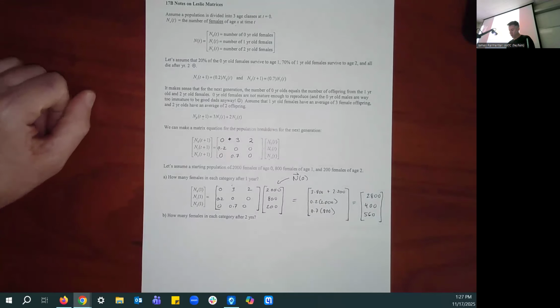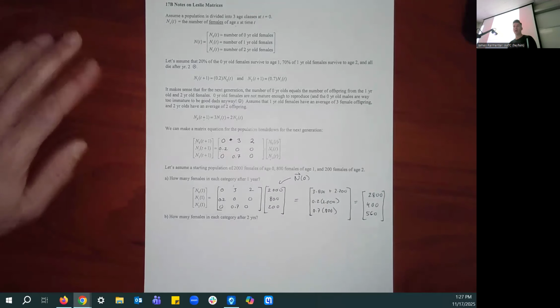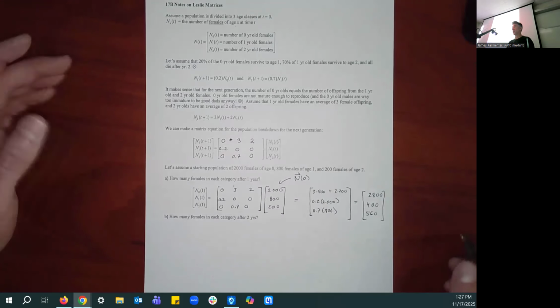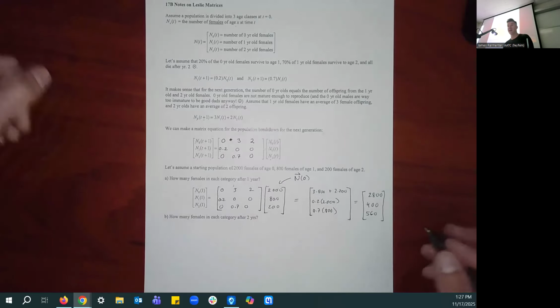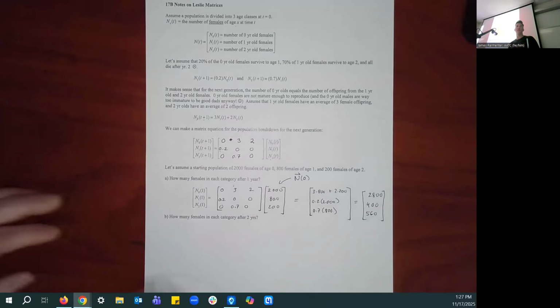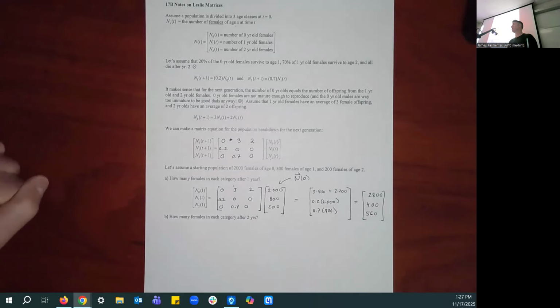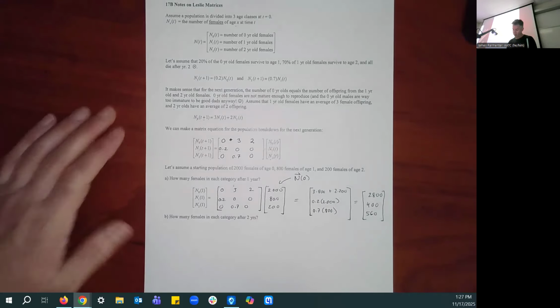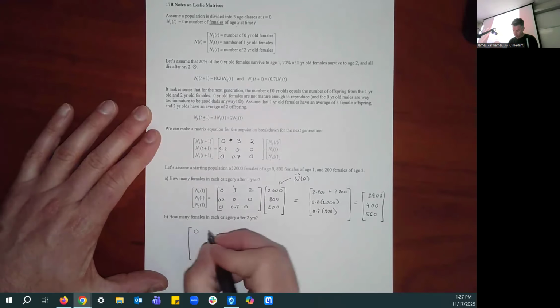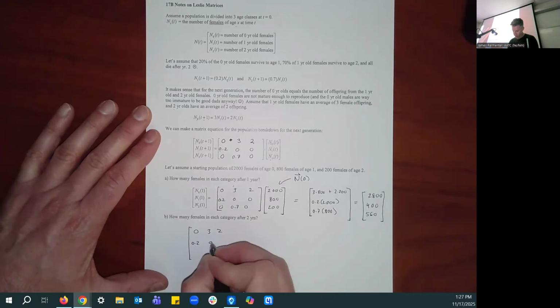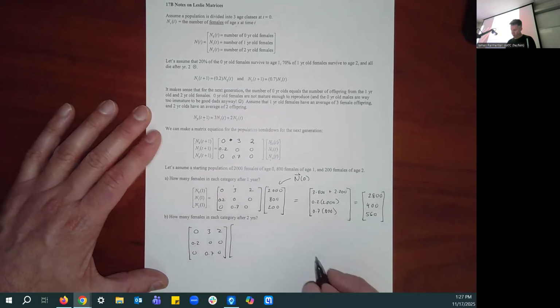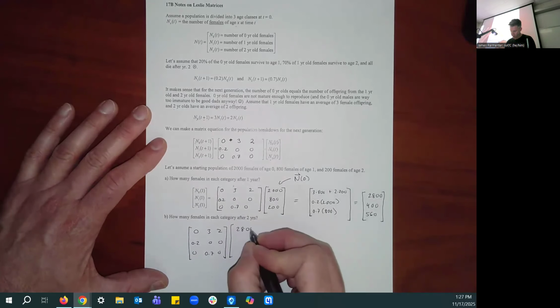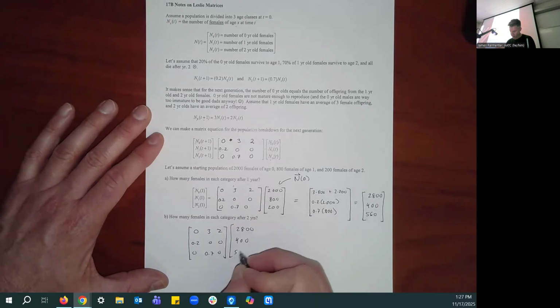And then this next question asks, okay, what about another year? How many females in each category are there in 2 years? Well, we're just going to multiply by this matrix again, right? If this matrix tells you how many you have every successive year, then we just have to keep multiplying by it to get the next year's population sizes. So we're going to do it again. All right. 0, 3, 2, 0.2, 0, 0, 0, 0.70 times my new 1-year-old matrix of 2,800, 400, and 560.